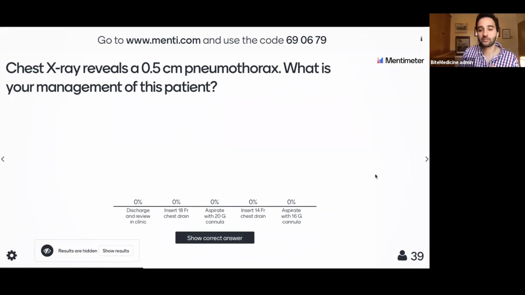What are you going to do with this patient? How are you going to manage them? So remember what type of pneumothorax it is, remember how he's presented, and remember how large the pneumothorax is on the chest X-ray. Put those three things together and you should be able to answer this question. Although it is a tricky one.